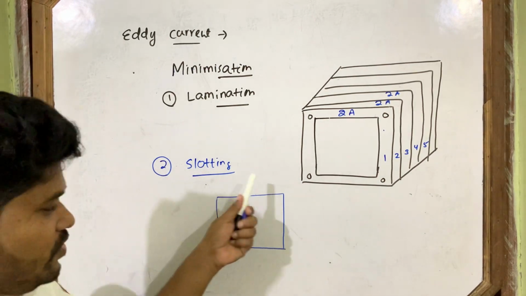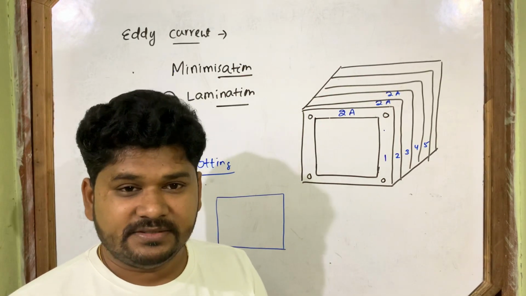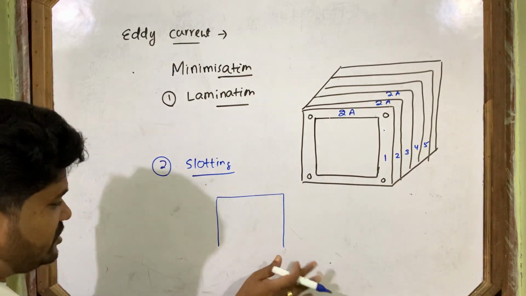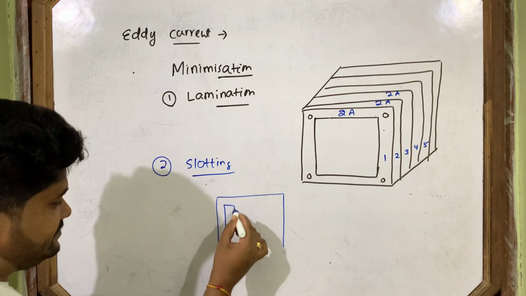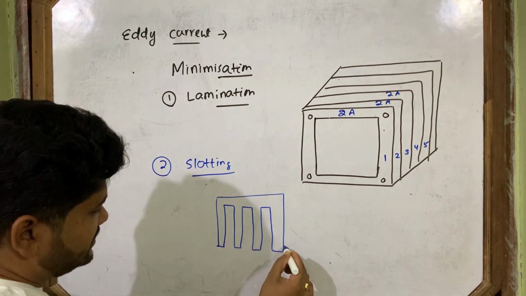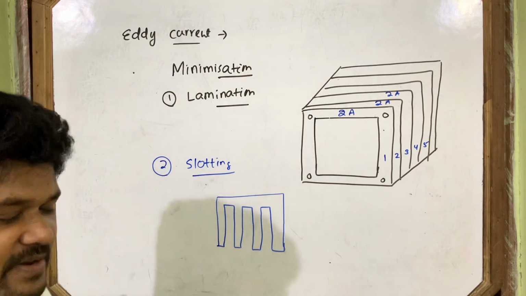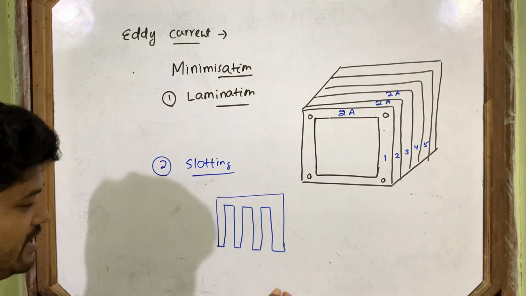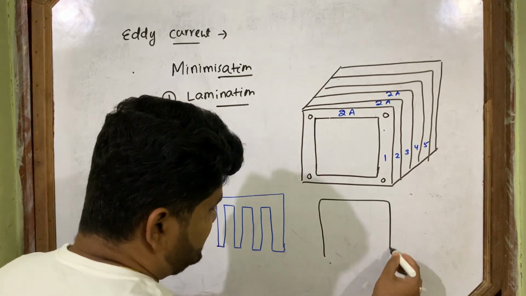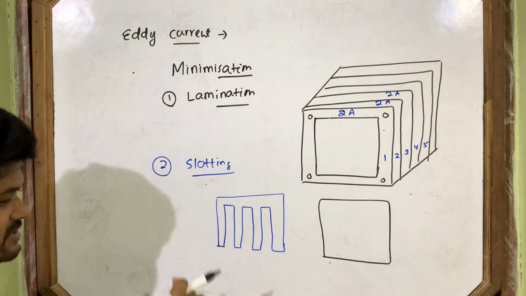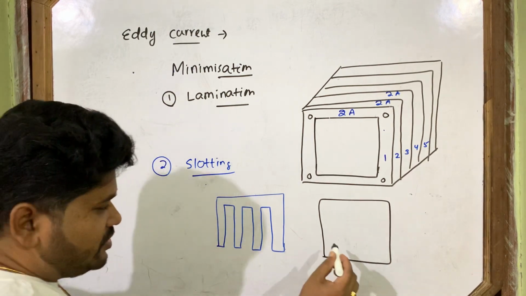Instead of taking the whole plate like this, we'll just cut the slots here, you see. This is called slotting. What is the advantage of this slotting? Suppose if you don't cut, it is like this. If you cut the slots, it is like this.